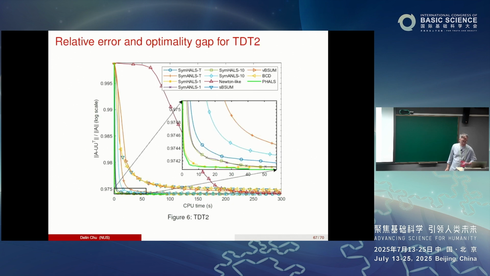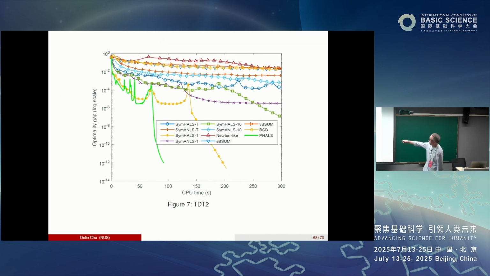For the other data set, we have similar results. The new method converges to the KKT point very quickly. This method also converges to the KKT point. Well, this method again cannot converge to a KKT point.